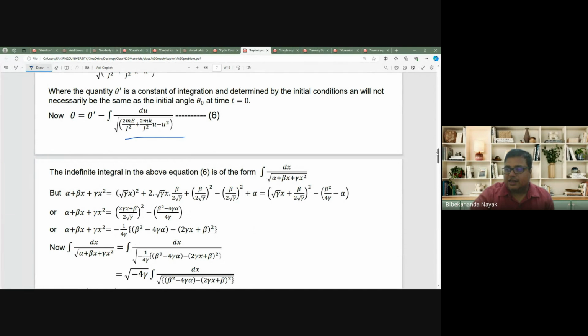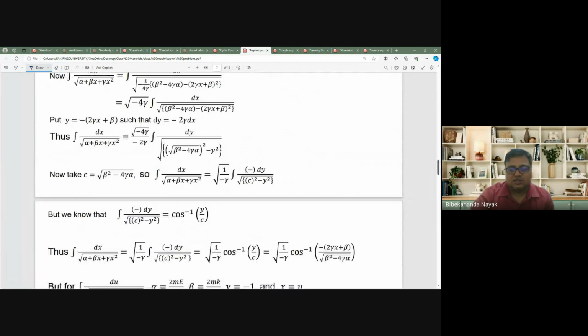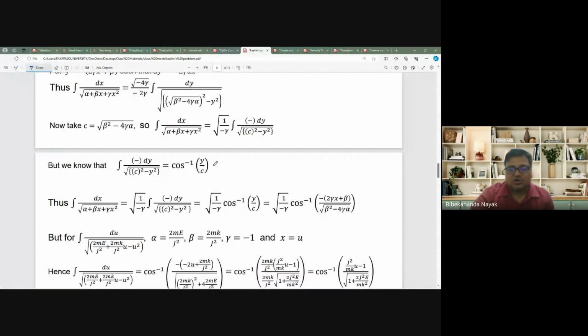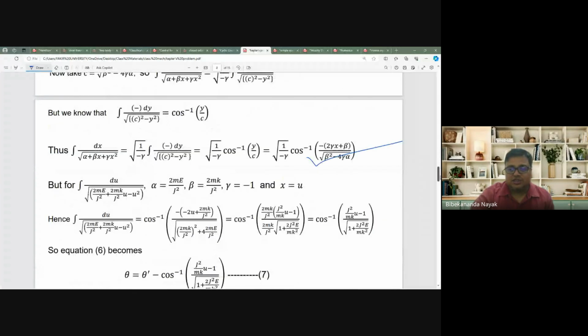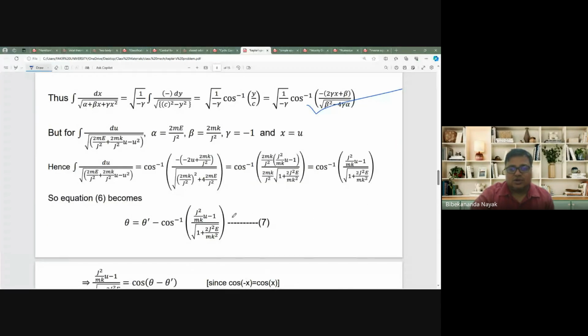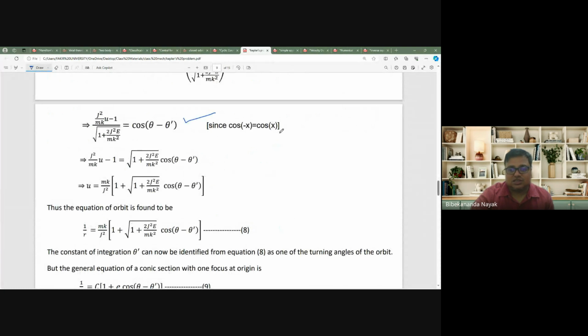If you slightly rearrange, we can find the integration of alpha, beta, gamma will be this: minus cos inverse y by c, or y by c means this one. So comparing our case, what is the value of alpha, beta and gamma, and putting this, you find this is your value. Integration will be this much, cos inverse this one. So we got theta minus theta prime this, or this is equal to cos theta minus theta prime, and using cos minus x is equal to cos x.